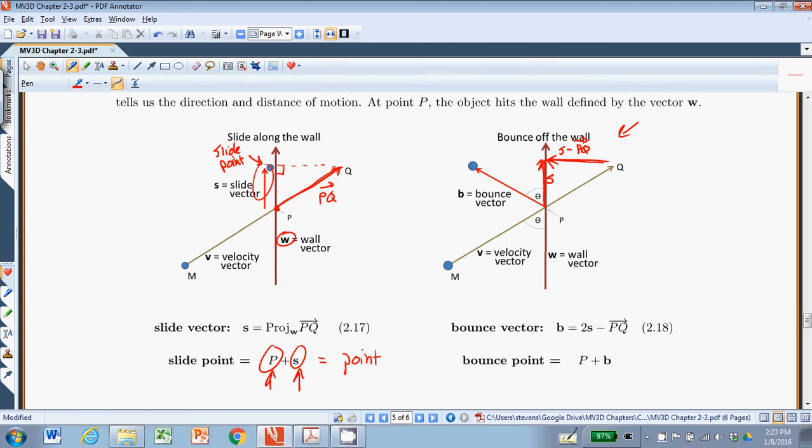In order to do that, I'm going to start at P, but my bounce vector, this thing right here, is just S plus S minus PQ. So I'll get it over there. And it's worth noting, if you have S plus S minus PQ, and this S is, again, a slide vector, so if I denote it with the arrow, that's just two S's minus PQ.